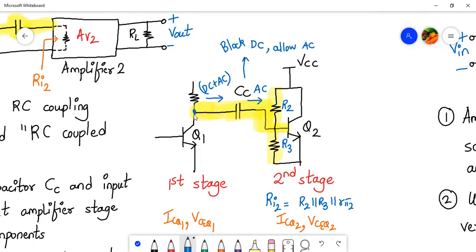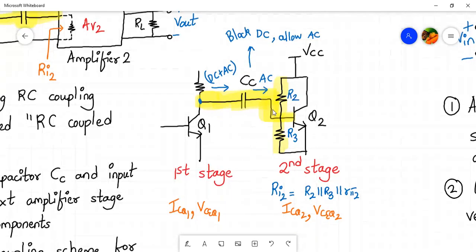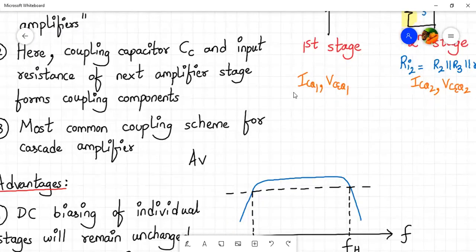That means the DC parameters, that is DC current and voltages, of the first stage will remain isolated from the second stage. So that's the function of this RC coupling scheme. Fine, I hope it is clear. So the Q point of the first stage and the Q point of the second stage are completely isolated from one another. They remain undisturbed. So that's the advantage of the RC coupling scheme.